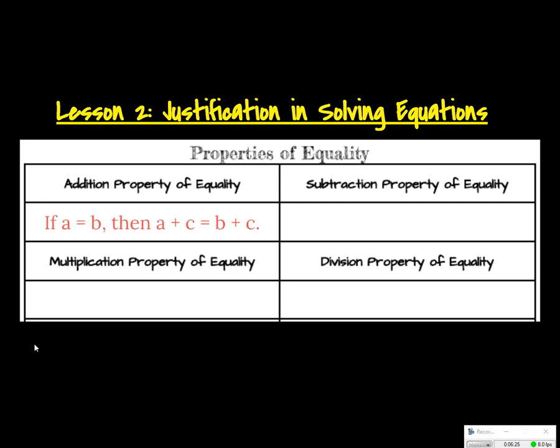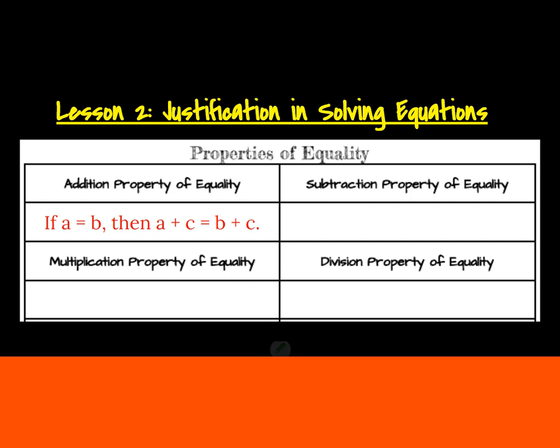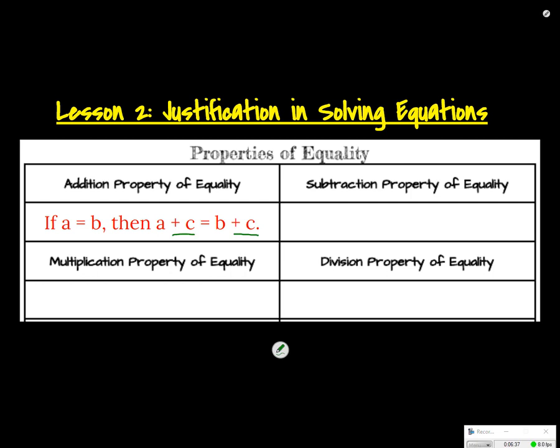The addition property of equality: if A equals B, so if two things are equal, then I am allowed to add the same thing to both sides. And we use that a lot. If you add 2 to one side of the equal sign, you have to add 2 to the other side to keep it balanced. So I'm adding the same values to different sides of the equation, and it's still going to be equal.